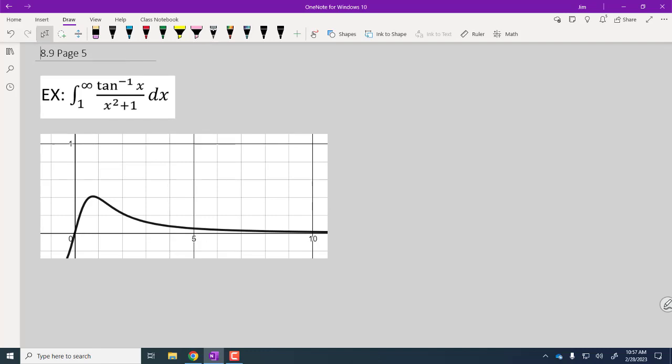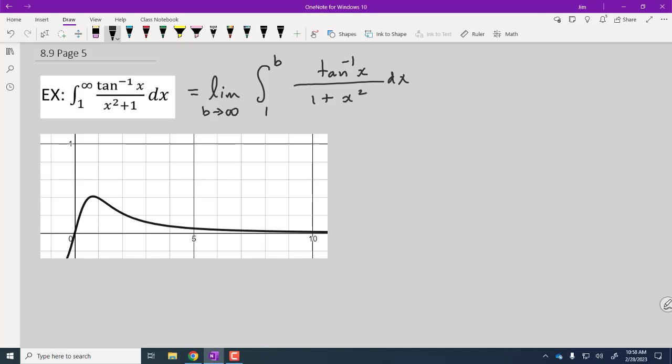It's basically a constant. So first off, we know that this is improper because we see the infinity jumping right out at us. So we're going to turn it into a limit of a definite integral.